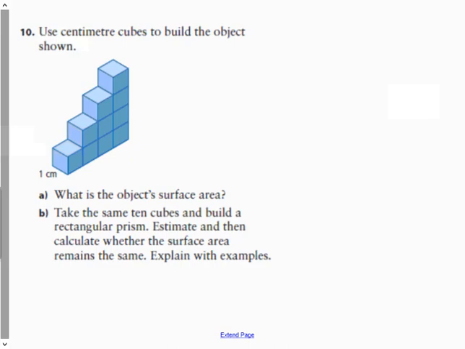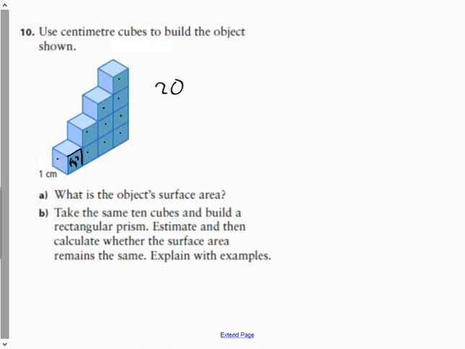Question 10 says, use centimeter cubes to build the object shown. Well, we didn't. We're just using the abstract. What is the object's surface area? So if they're all 1 by 1, this particular cube would have an area of 1 centimeter squared, that face. And there's 1, 2, 3, 4, 5, 6, 7, 8, 9, 10. 10 on that side, 10 on the other. So those are going to be 20.